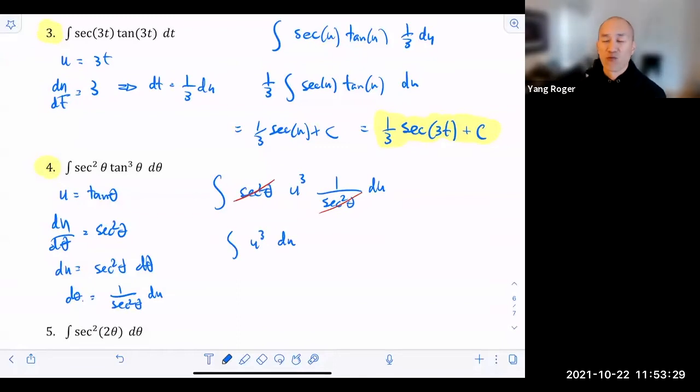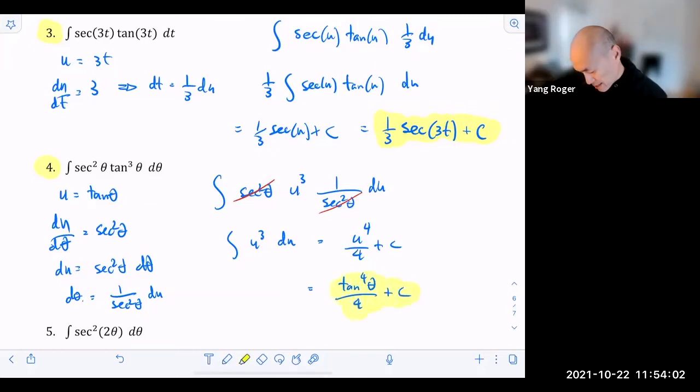I want to warn you guys one more time. Sometimes students are so happy they get the right substitution, they forget to actually integrate. You have to integrate after you make the substitution. The technique is called integration using substitution, not just making substitution. So this will be u to the 4th over 4 plus c. And then your final answer would be tangent to the 4th theta over 4 plus c. Does that make sense? Is there any questions?